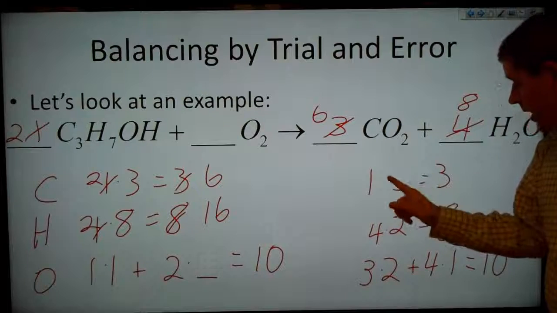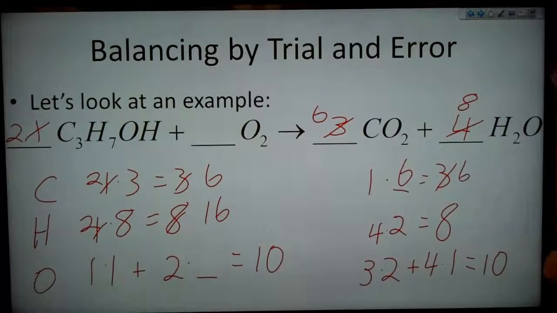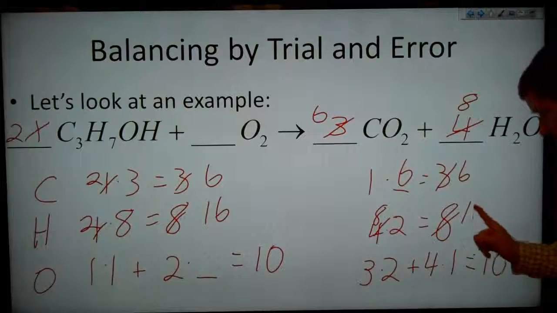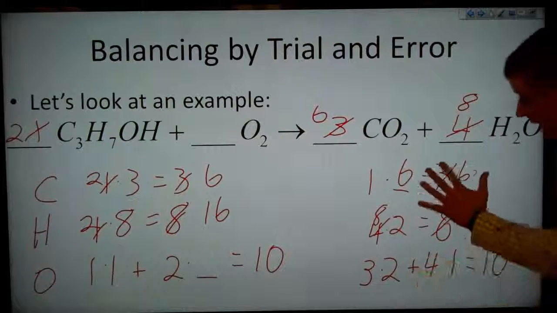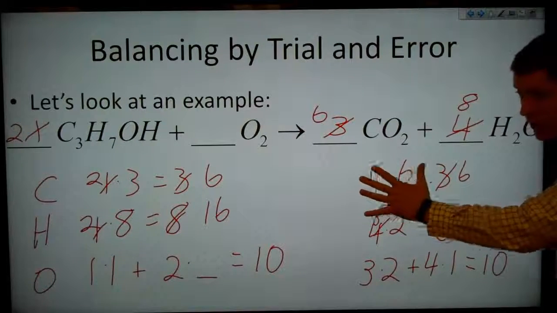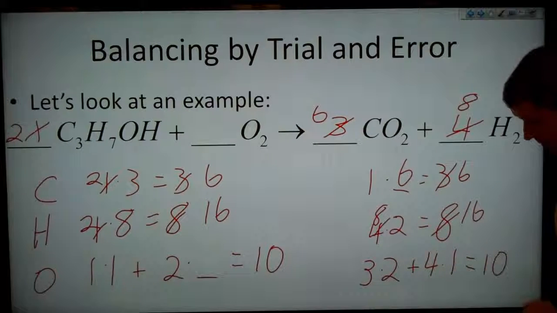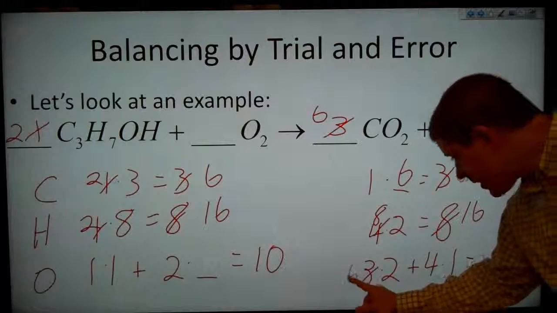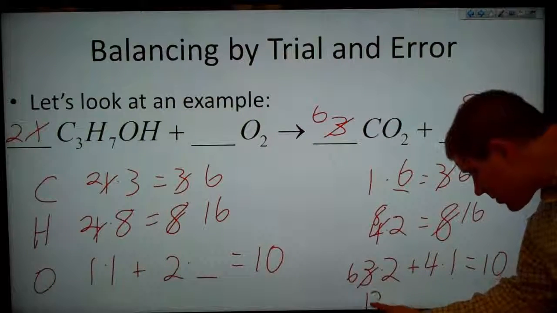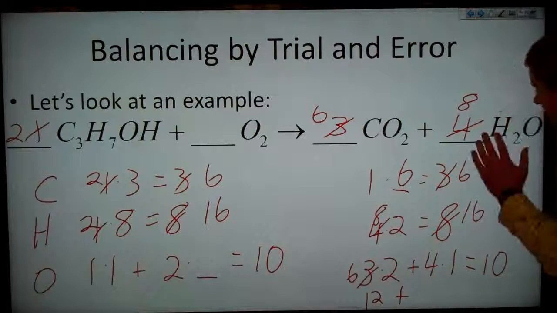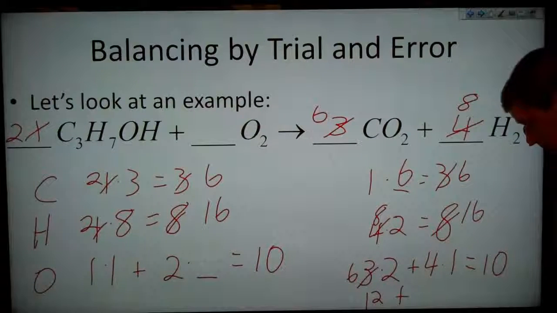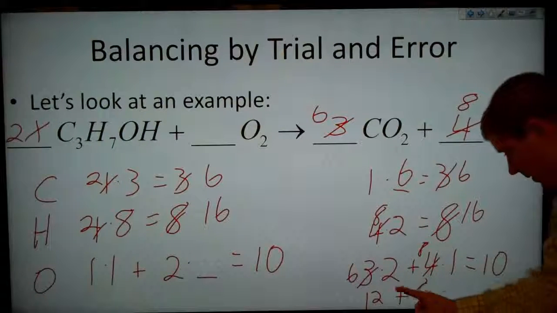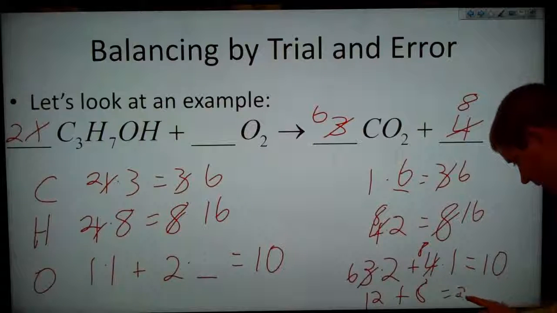we have 1 carbon atom times 6, which gives us now 6. And we have now 8 times 2, which gives us 16. So now we're still balanced for carbon and hydrogen, but let's look at our oxygen now. So now we have not 3 times 2, we have 6 times 2, which now gives us 12, plus over here now we have 8 times 1, which is 8, and so now 12 plus 8 gives us 20.